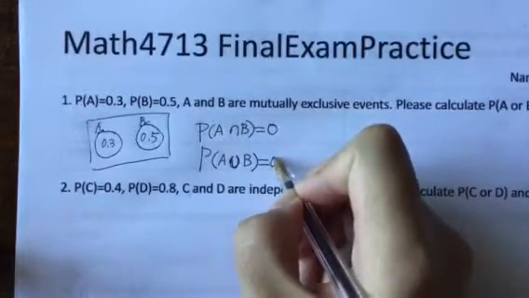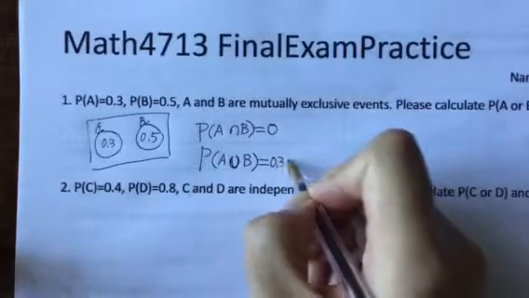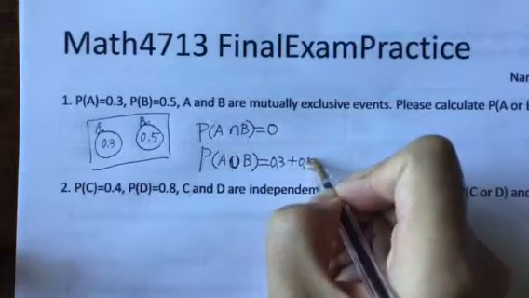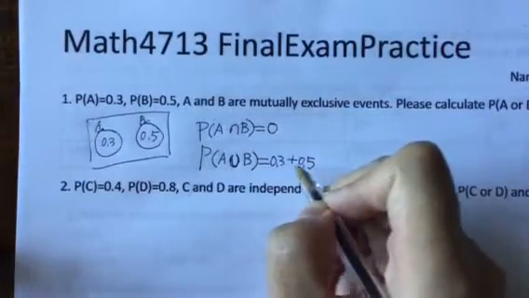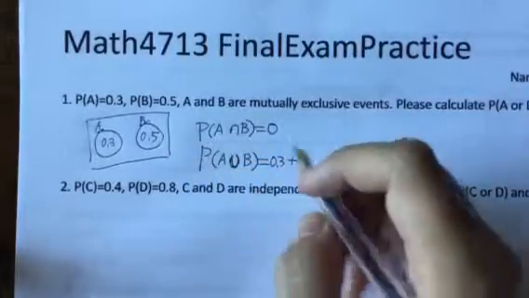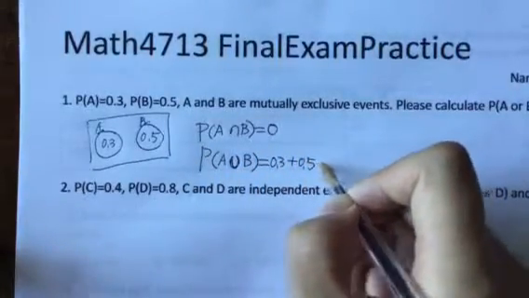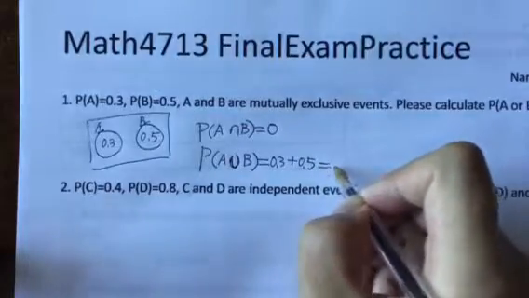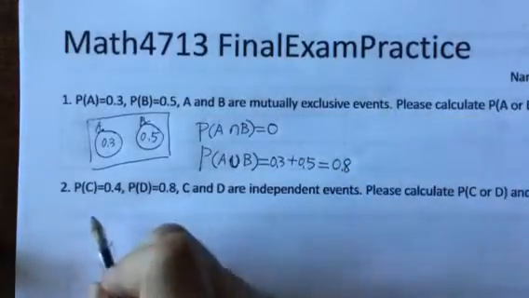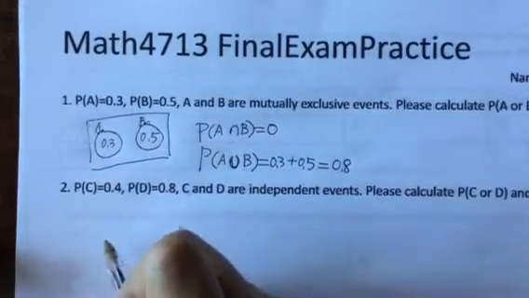You would add these two. So it's 0.3 plus 0.5. And they're totally separate. They're disjoint. So you don't have to worry about them happening at the same time. That means they're separate events. All you have to do is add them together. That's 80%, right?